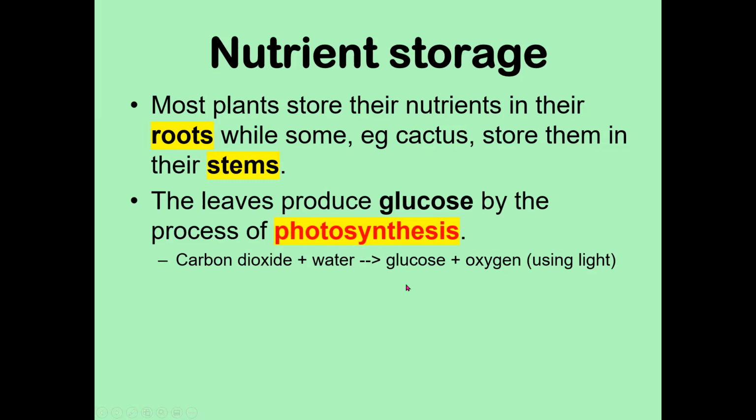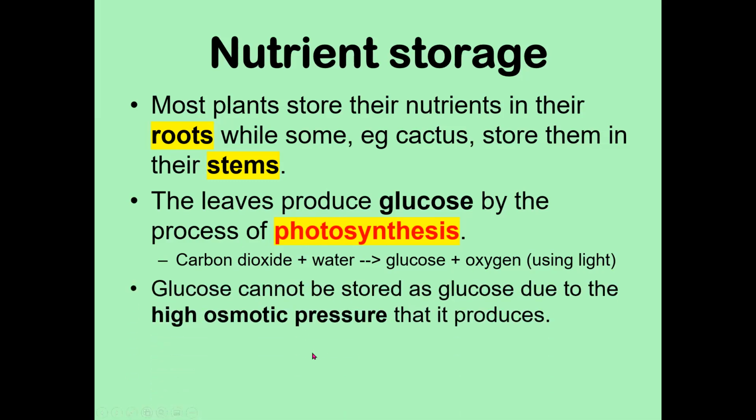The chlorophyll is usually green, but not always. It could be red, could be yellow, to produce glucose and oxygen. So it needs the light, and that's why it's called photosynthesis. Photo in Greek means light. And you can't store glucose as glucose because of the great osmotic pressure that it produces. Now, I've talked about osmotic pressure and given examples in past talks. I'm not sure if you want me to re-explain that, but there is a chemical pressure that's produced.